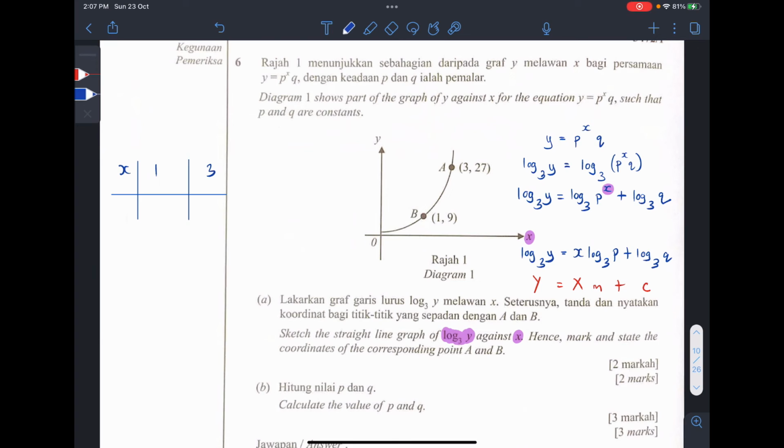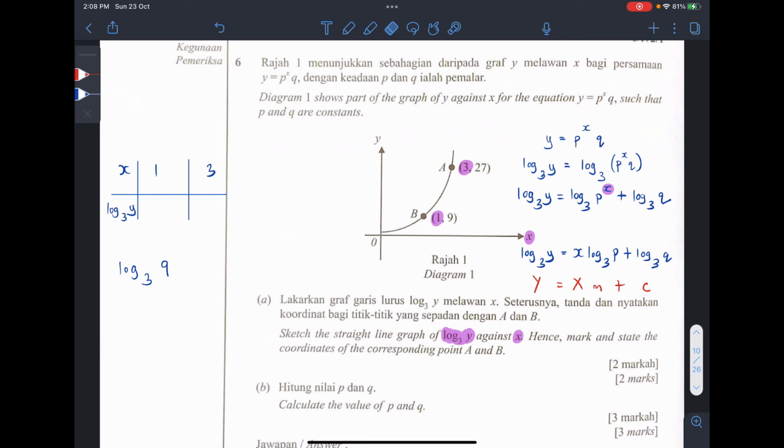1 and 3. Okay, so where did I get the 1 and 3? I've just gotten it from the graph, right? So 1 and 3 over here. Now, the bottom of the table will actually be log base 3 of y, right? Now, your y values, you kind of have to substitute that into the log base 3 of y. So that's what I'm going to do. I'm going to start with log base 3 of, the first y value was 9. So I'm just going to put 9 here.